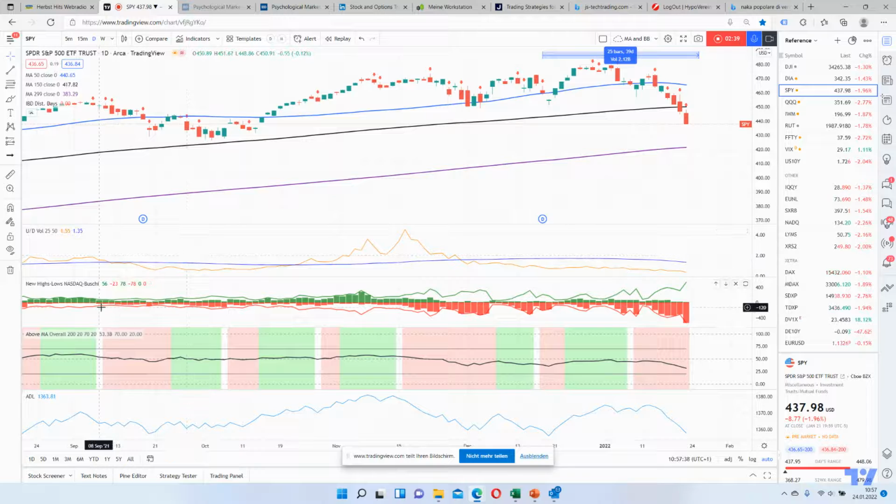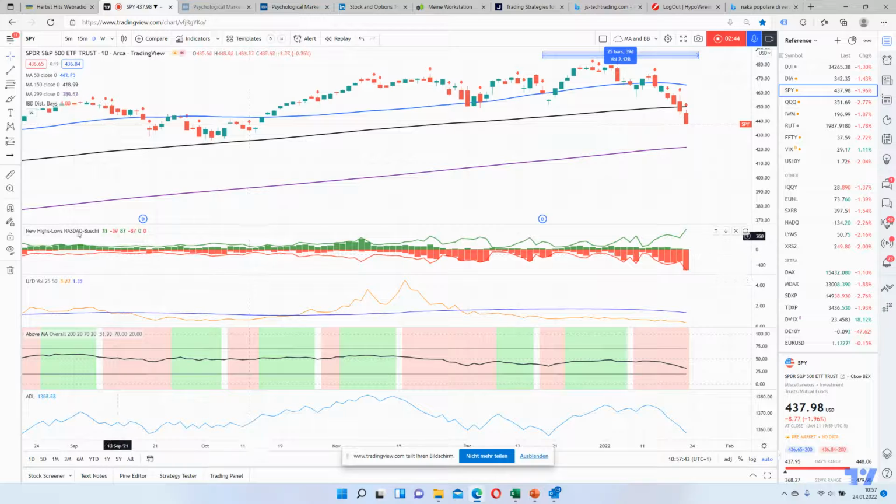The next one is the new 52-week highs versus lows. We're always looking at the last couple of trading days, and here you can see the new 52-week lows, characterized by this red bar here, significantly higher than the new 52-week highs. This is the number of stocks listed on the Nasdaq, so that's deep red as well.